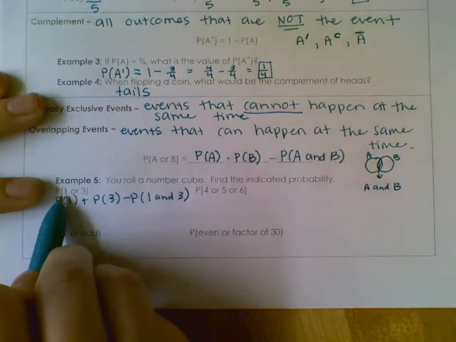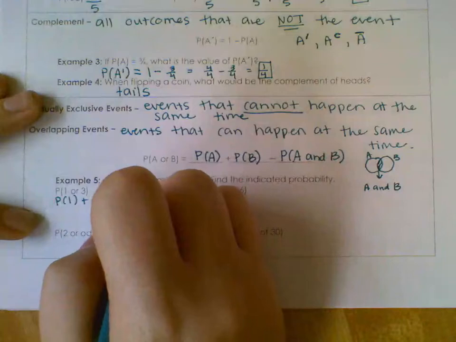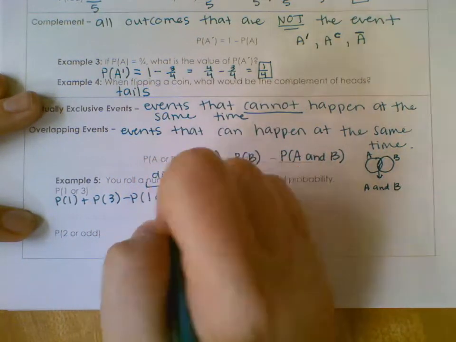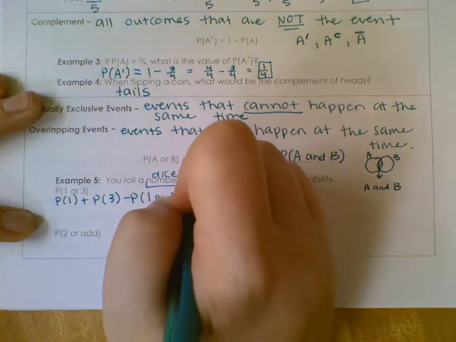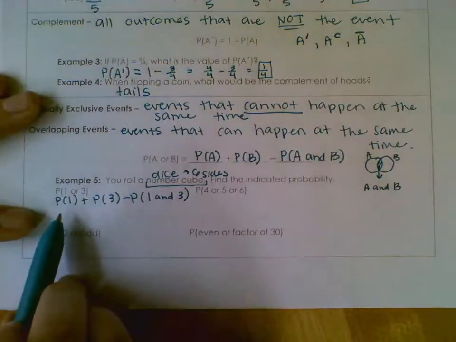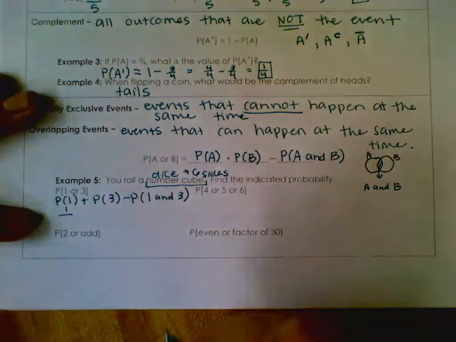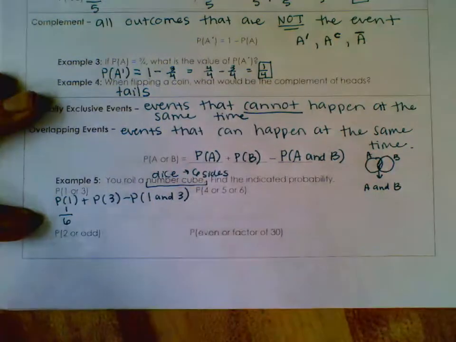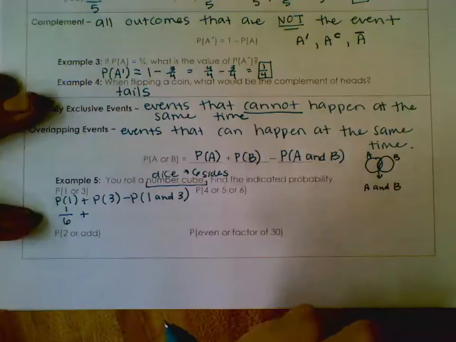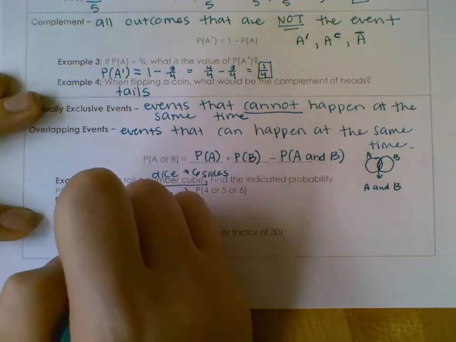So first, what's the probability of getting a 1? If I'm talking about a dice, remember that a dice, or a number cube, has 6 sides total, which means we're going to have 6 numbers. So the probability of getting a 1, there's going to be 1 one on that number cube out of 6 numbers total. Plus, what's the probability of getting a 3? There is 1 three out of 6 numbers total.